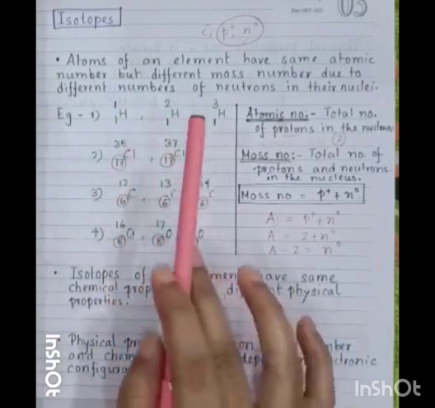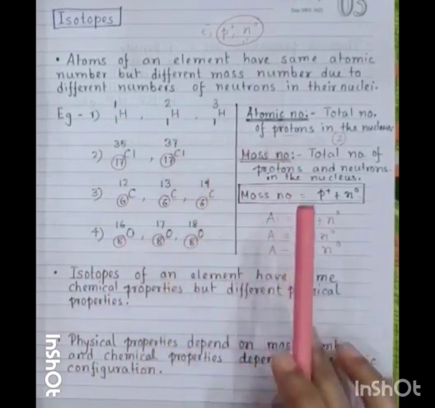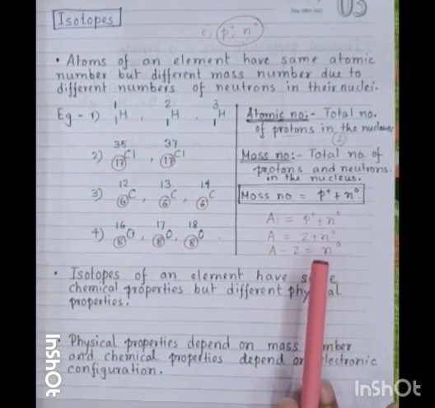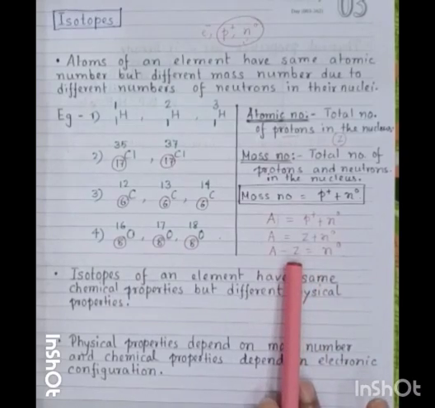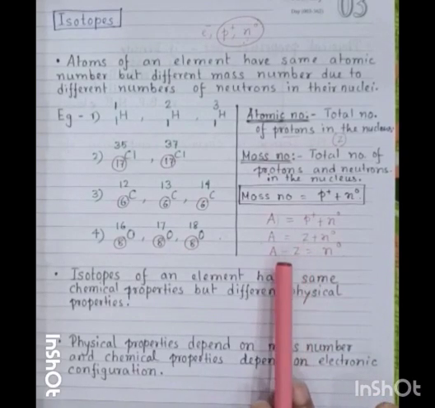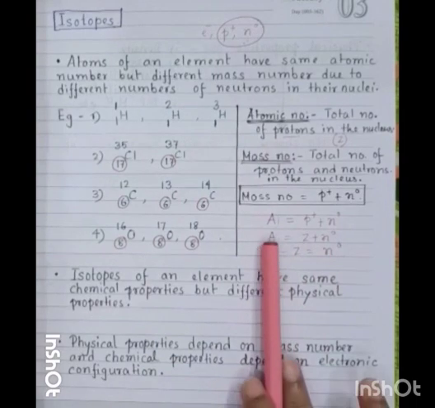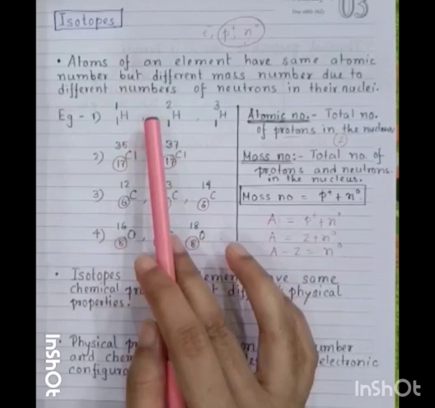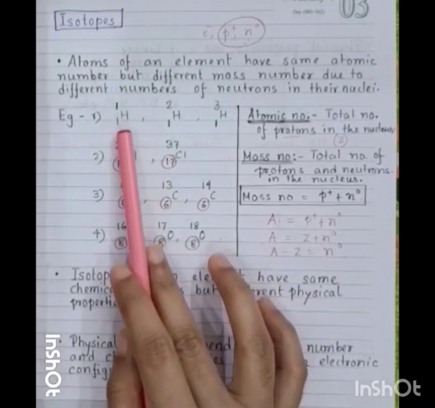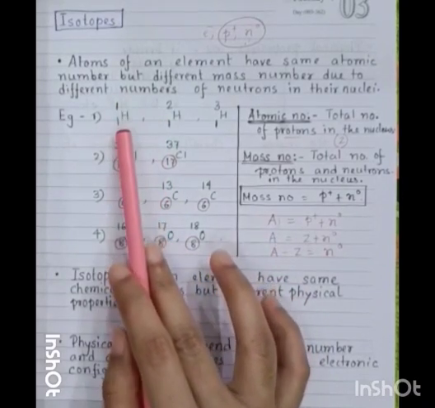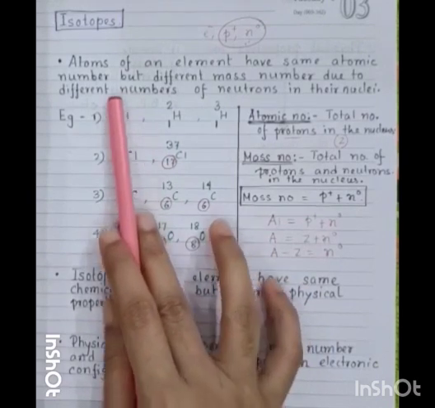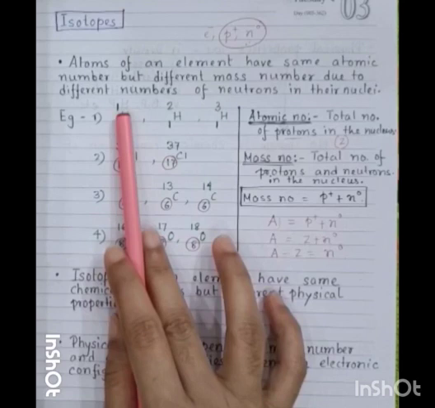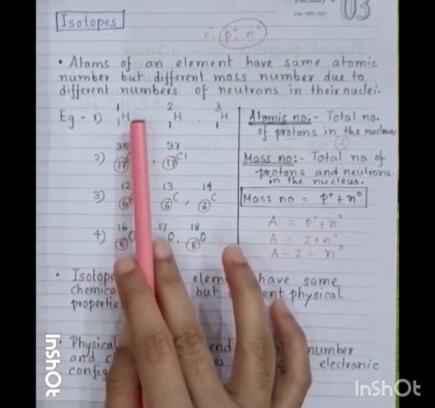And how to calculate the number of neutrons? I have already mentioned how to calculate the number of neutrons. You have to subtract the atomic number, that is the number of protons, from the mass number, that is the total number of protons and neutrons. So here the mass number is 1, atomic number 1. So 1 minus 1 means 0. That is, this hydrogen atom does not have any neutron present in its nucleus. So the number of neutrons is 0.